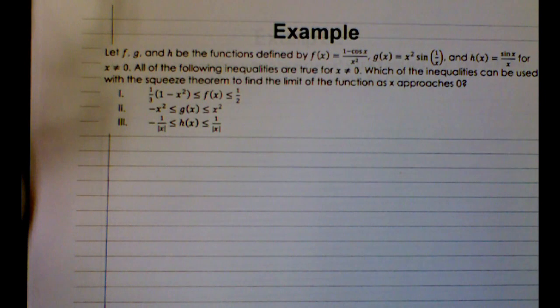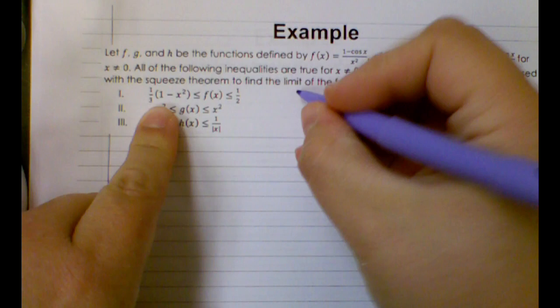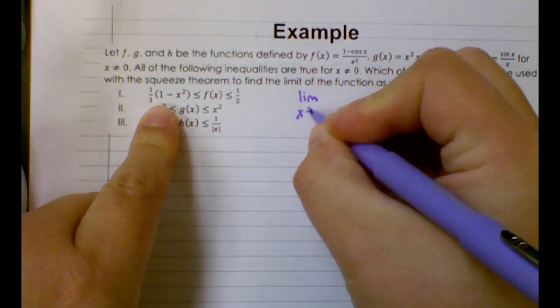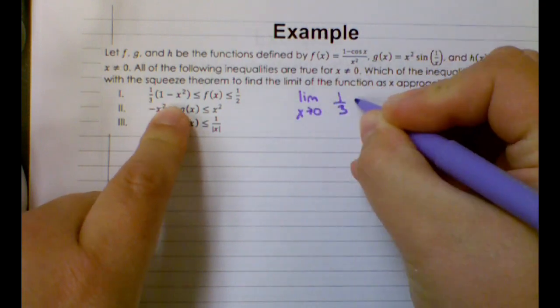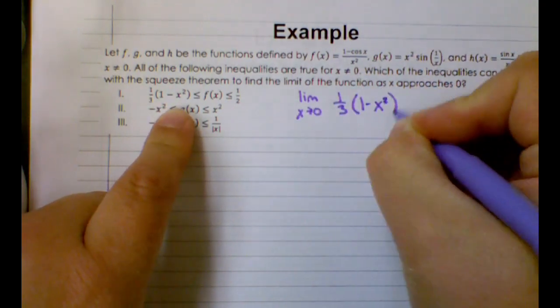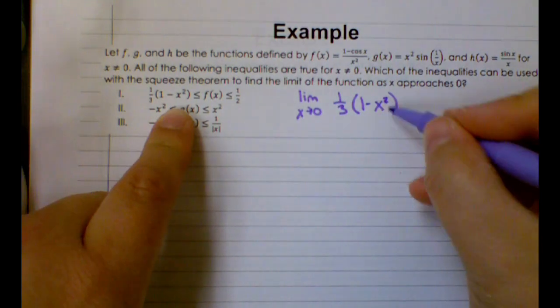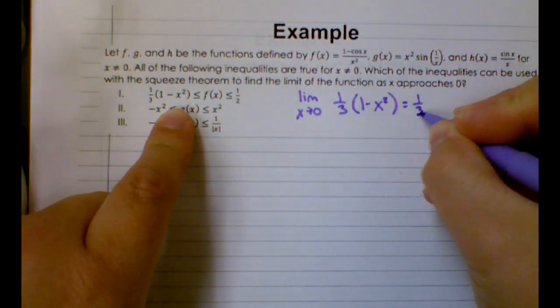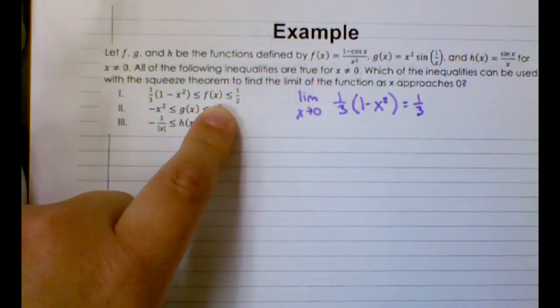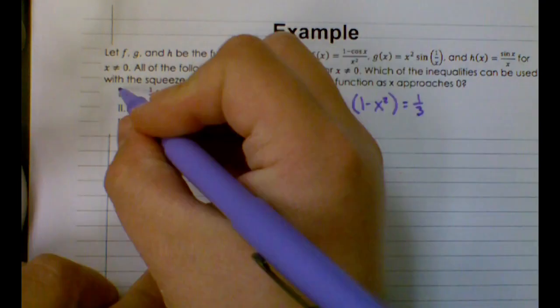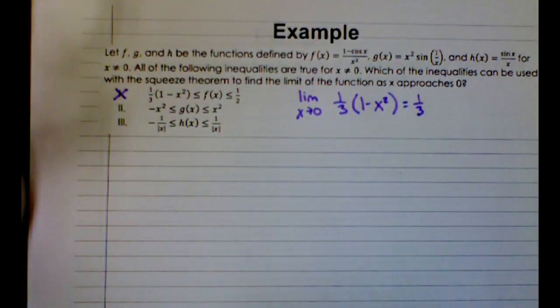In order for the squeeze theorem to work, the left side and the right side have to approach the same value. So what is the limit as x approaches 0 of 1/3 times 1 minus x squared? Well, that would be 1/3 times 1, which is 1/3. And the other side equals 1/2. Well, those two are not equal, so number 1 does not apply the squeeze theorem.